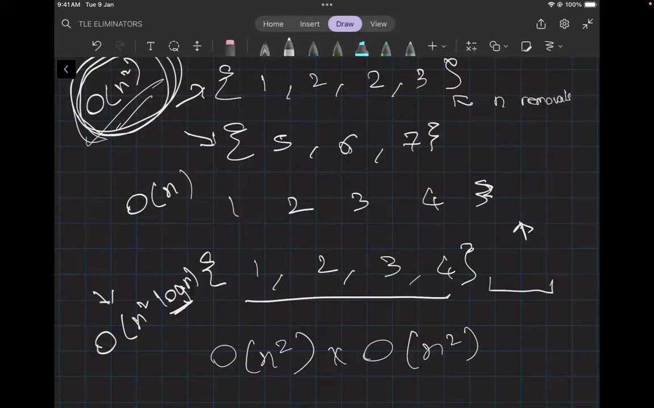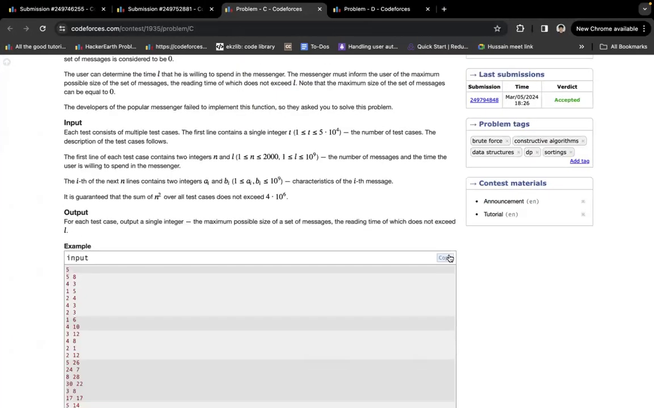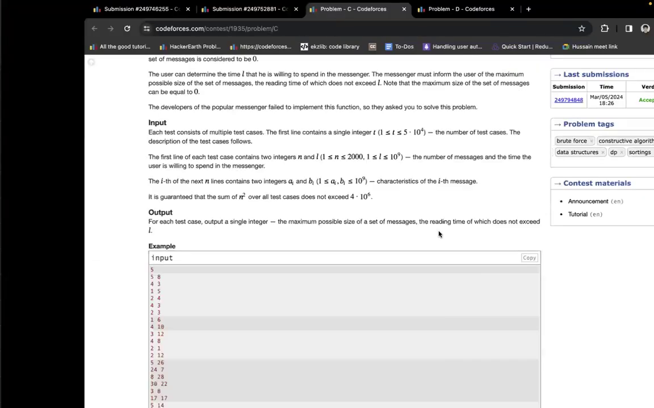If you want to look at why this works and so on, in the editorial, a mathematical proof for this is given. You can just read it and have a look.